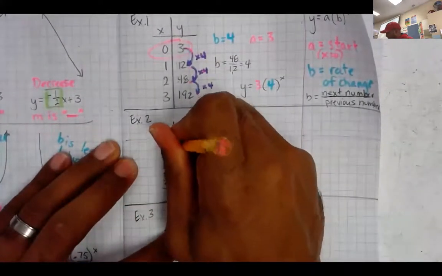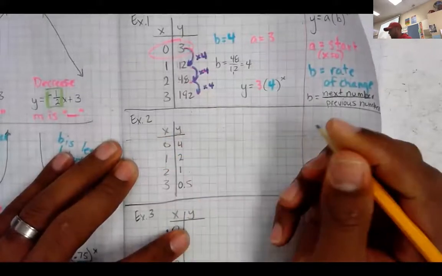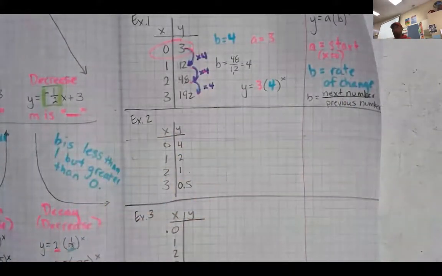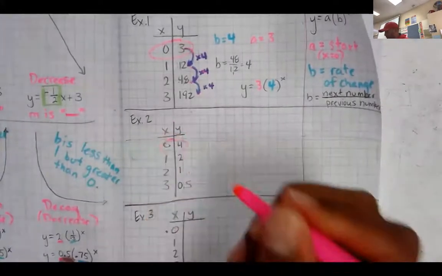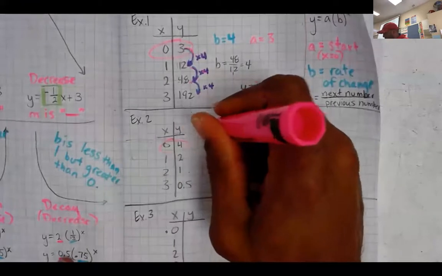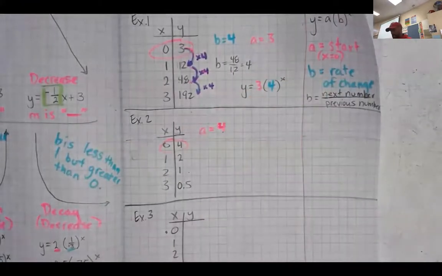Okay, so 4, 2, 1, 0.5. Again, I could start with whatever value. The easiest one is the start value, which is x equal to 0, right? So a equals 4 this time, but now let's find b.